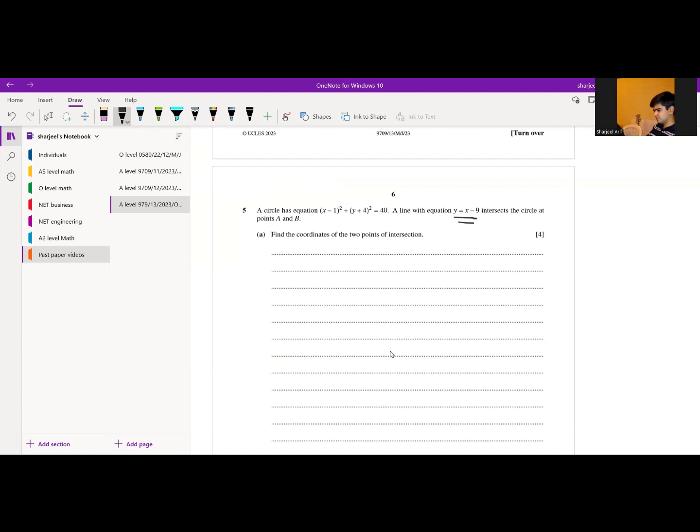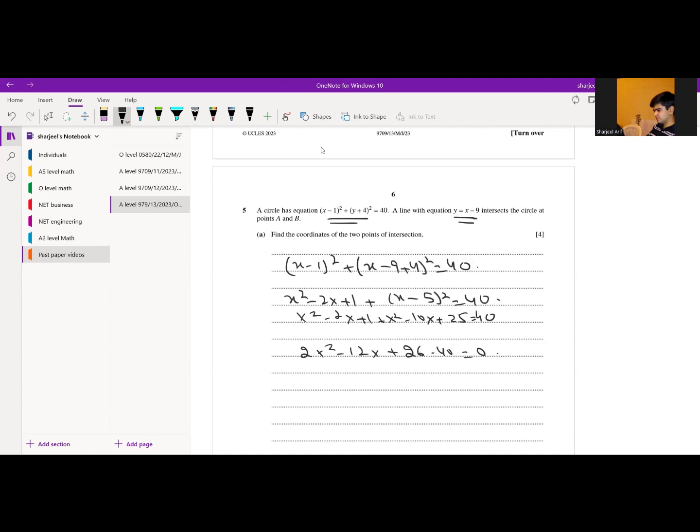So we will substitute the value of y equal to x minus 9 in this equation. We have to substitute the value in y. So this will become x minus 1 whole square plus x minus 9 plus 4 whole square equal to 40. We will expand it to get x square minus 2x plus 1. And in the next step, we will expand this as well. So this will be x square minus 10x plus 25 equals 40. We will simplify to get 2x square minus 12x plus 26 minus 40 equals 0. 2x square minus 12x minus 14 equal to 0, and x square minus 6x minus 7 equals 0.